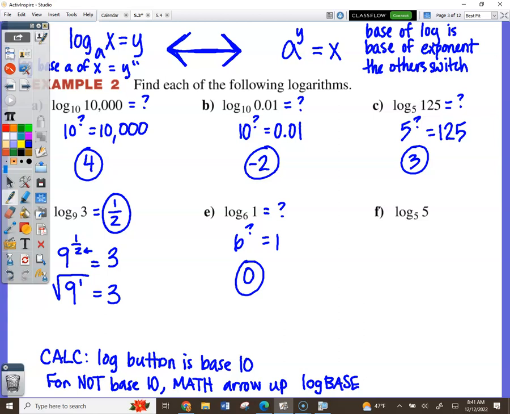Alright, look at the next one. Equals what? Let's convert it. The base is 5. The other two switch. 5 to what power is 5? 5 to the 1 power is 5. Go to the next slide.